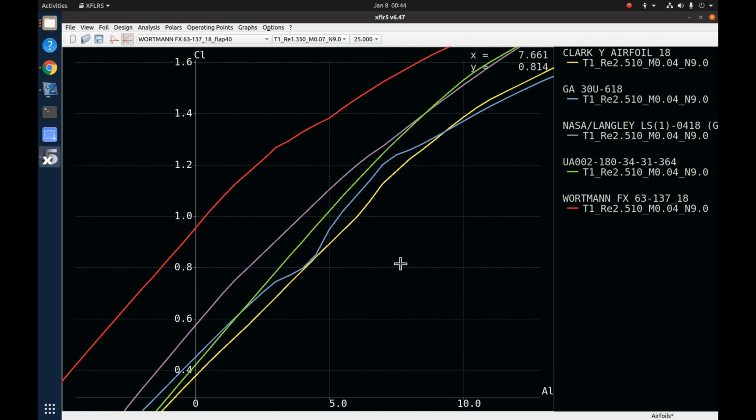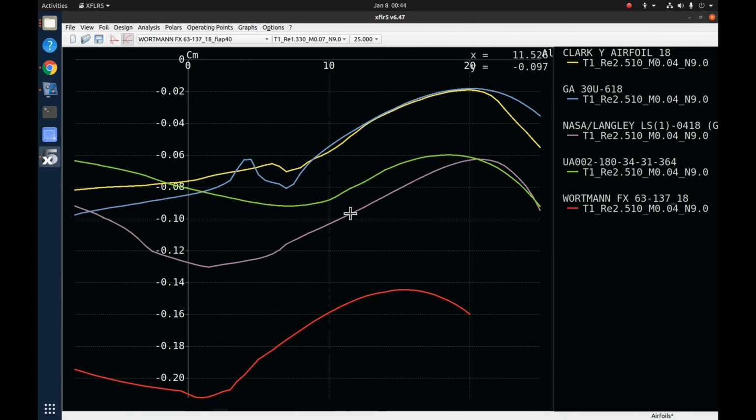Now, let's go look at coefficient of moment. So here is the coefficient of moment. Now you remember, the lower the coefficient of moment we have when we're cruising, the smaller that tail can be, and the lighter our airplane can be. And in addition, less drag. So you come down here and look at this Workman, that is huge. That's a huge amount of coefficient of moment.